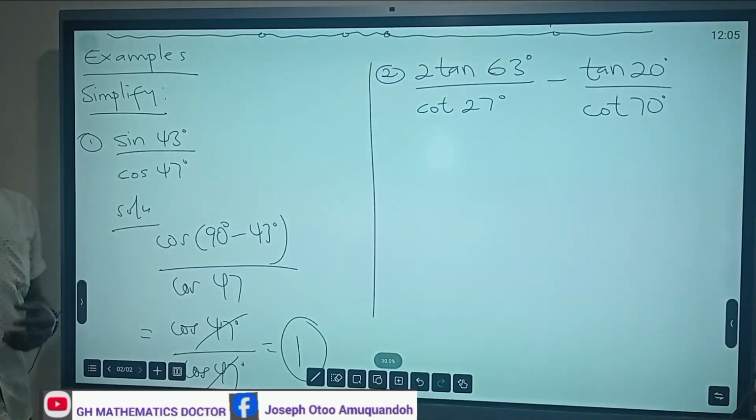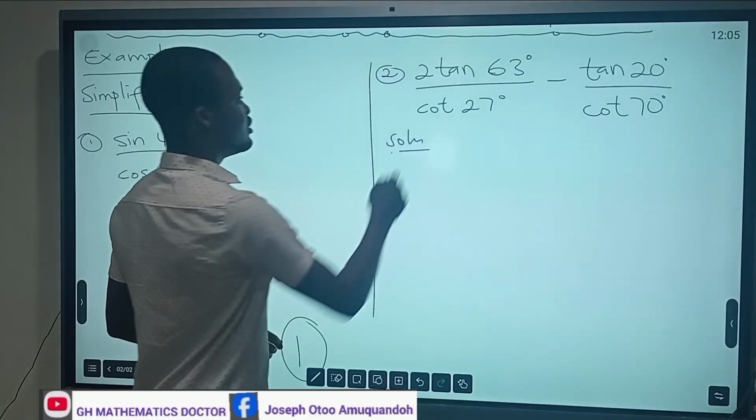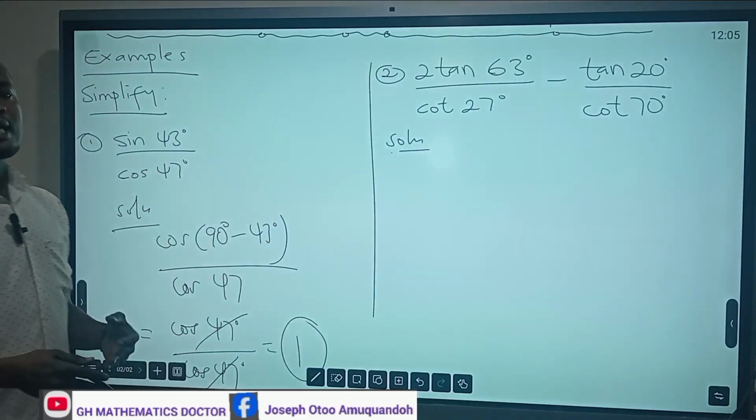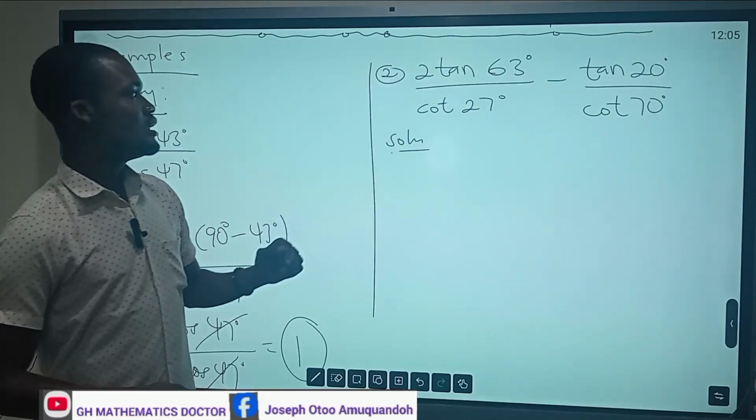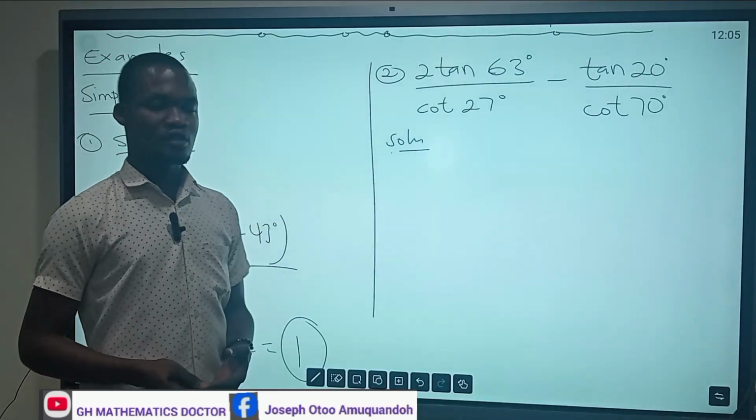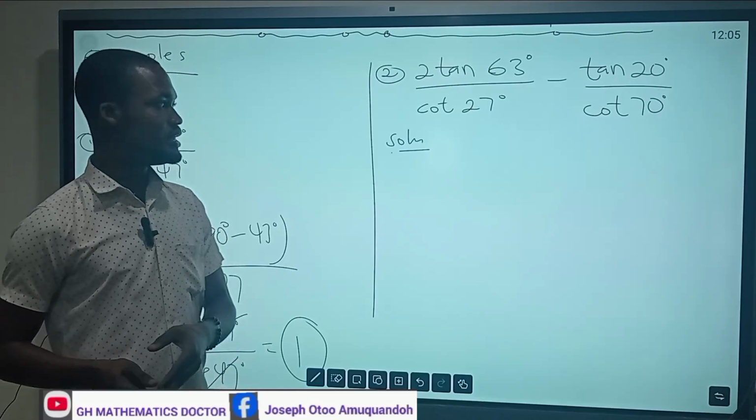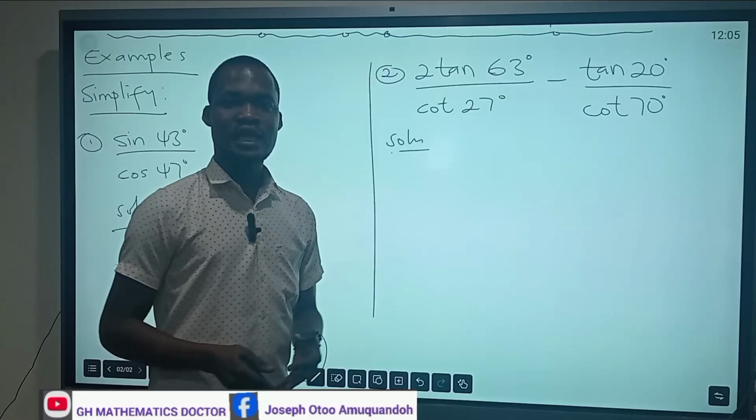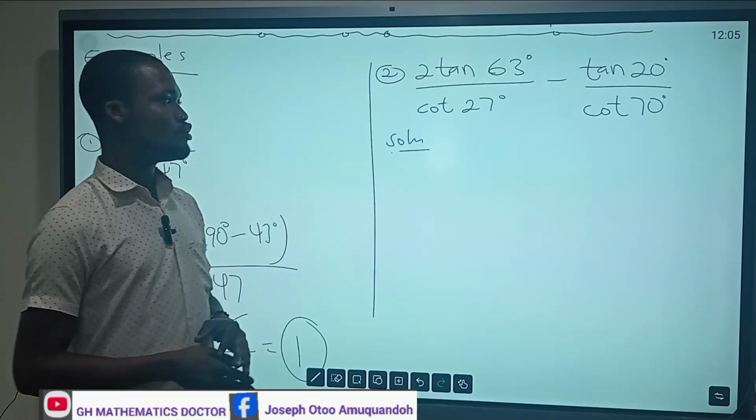So you must acquaint yourself with the complementary angle principles in relation to trigonometry. Now let's look at the second example. You are supposed to solve this, so you're going to apply the identities that we have for complementary angles. Now you know tan also goes with cot. So tan theta is equal to cot 90 minus theta, and cot theta is also equal to tan 90 minus theta. I'm going to apply this to solve this problem.